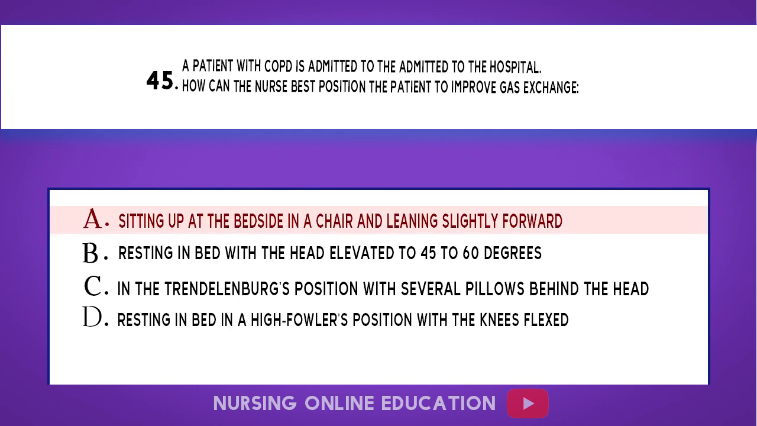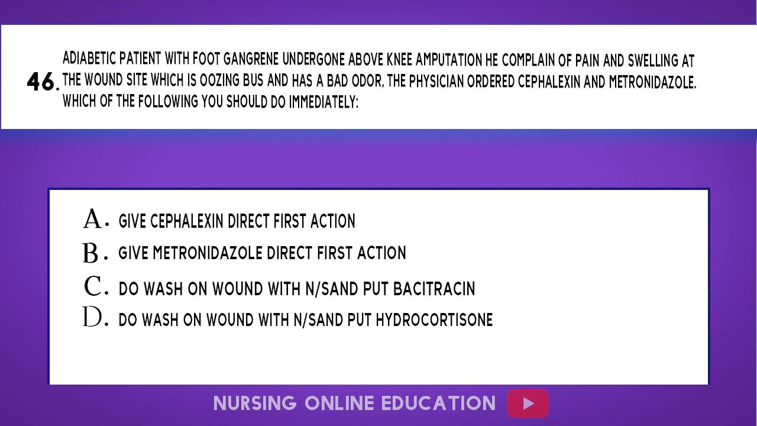The answer is option A, sitting up at the bedside in a chair and leaning slightly forward. 46. A diabetic patient with foot gangrene has undergone above-knee amputation. He complains of pain and swelling at the wound site, which is oozing pus and has a bad odor. The physician ordered cephalexin and metronidazole. Which of the following should you do immediately?